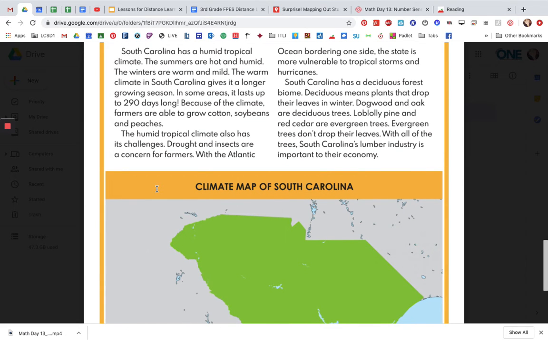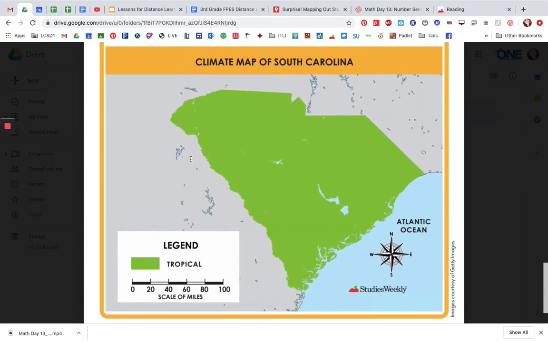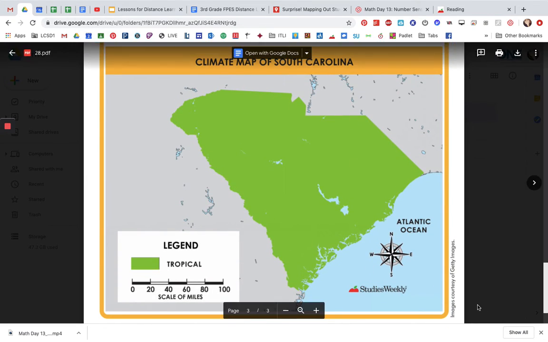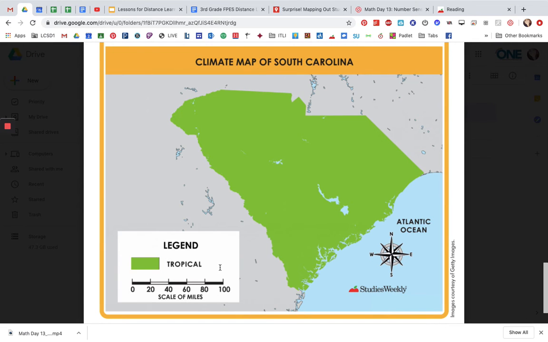South Carolina has a deciduous forest biome. Deciduous means plants that drop their leaves in winter. Dogwood and oak are deciduous trees. Loblolly pine and red cedar are evergreen trees. Evergreen trees don't drop their leaves. With all of the trees, South Carolina's lumber industry is important to their economy. All right, and so this is showing the climate map of South Carolina, and you can see that the whole state of South Carolina is in a tropical climate. Nothing more to see there.